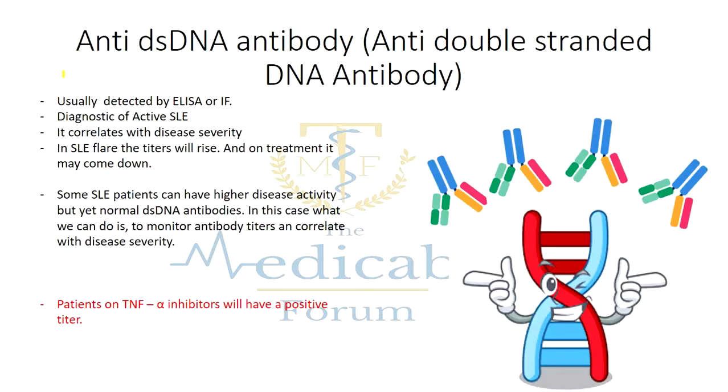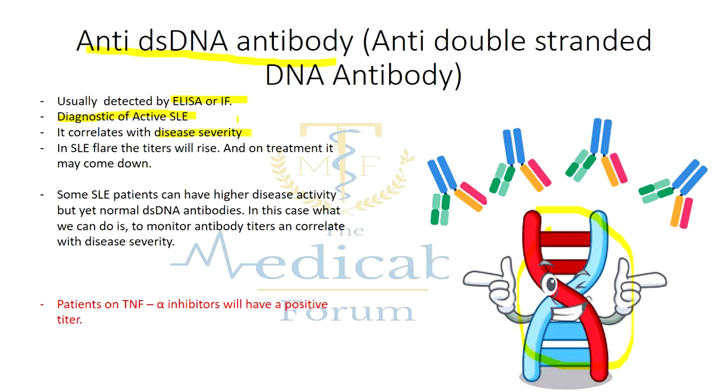Let's talk about anti-double-stranded DNA antibody. The antigen is your double-stranded DNA. Usually it's detected by ELISA or immunofluorescence. It's diagnostic of active SLE. So basically anti-dsDNA shows the disease severity.